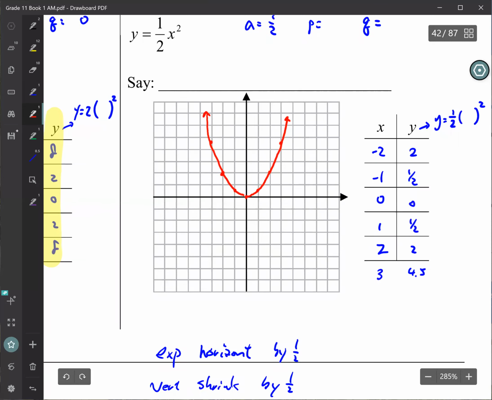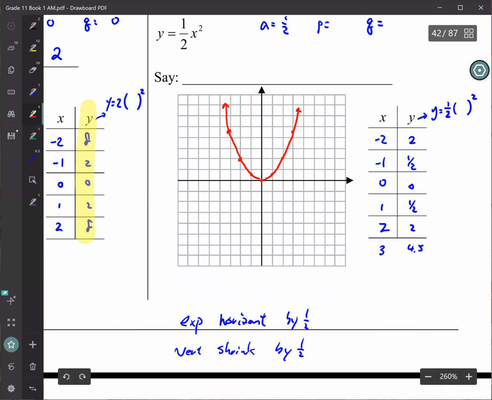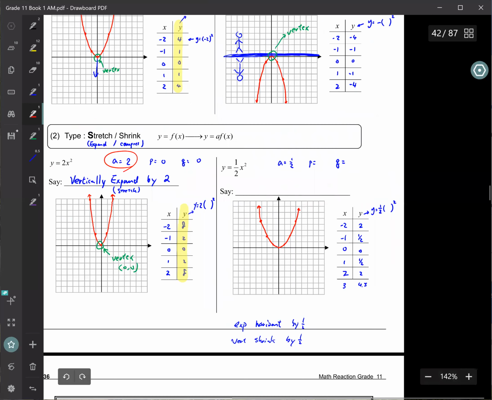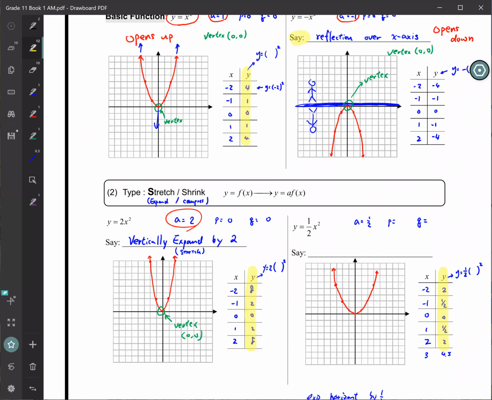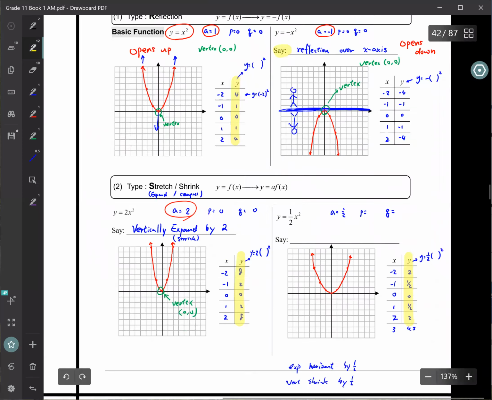Okay, so this one, if you want to describe what happened, describe the transformation, then you will compare the y values again. So look at all the yellow highlighted. Compare the basic with the new one. Used to be 4 on the top left corner, now become 2, right? Cut in half. 1 become half. 0 stay the same. So everything is cut in half.